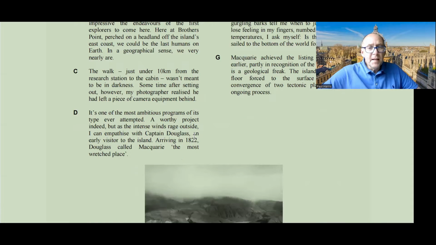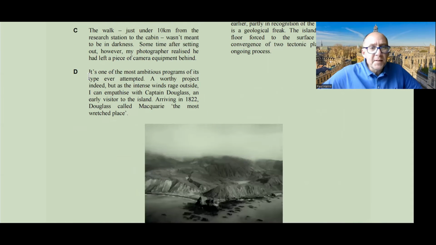Okay, let's talk a little bit about D. What does it say here? It's one of the most ambitious programs of its type ever attempted. A worthy project indeed, but as the intense winds rage outside, I can empathize with Captain Douglas, an early visitor to the island. Arriving in 1822, Douglas called Macquarie the most wretched place.